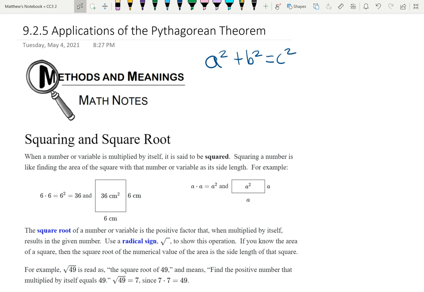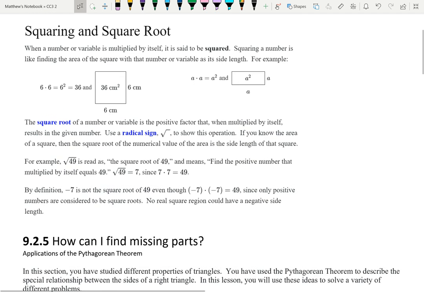So here we're going to be working with even more using a squared plus b squared equals c squared to figure out if it is a right triangle, or figure out more specifically in this section what the missing side length is of one of the legs or the hypotenuse. So real quick, let's take a look at the math notes for squaring and square roots.